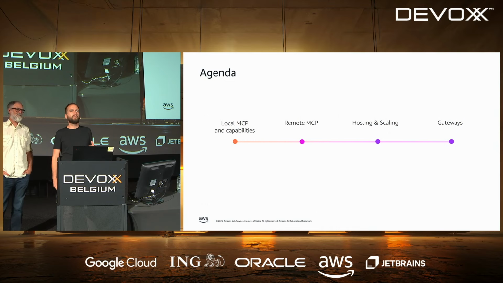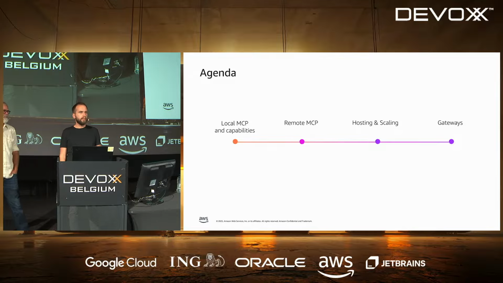Awesome. So James, we want to take you on a journey through the MCP landscape today. We will start off looking into local MCP servers and their capabilities. We'll evolve that to remote MCP servers and explore the challenges along the way. How would you do hosting and scaling? And we will then look into MCP gateways, their use cases and capabilities.